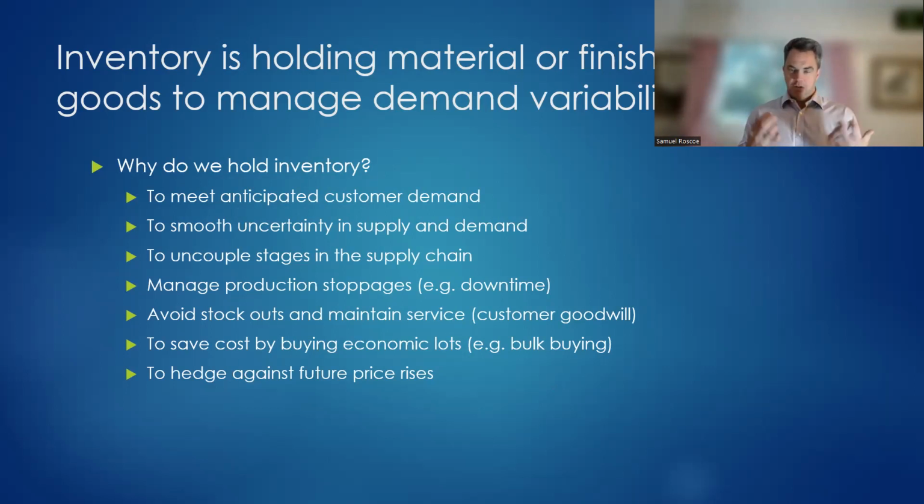Another reason why we hold inventory is to decouple or uncouple parts of the supply chain, and I'll explain that in a few minutes. We also want to make sure we have inventory on hand if there's a production stoppage. We want to avoid any sort of stock outs and to maintain our service levels. And we might want to buy excess inventory because we get bulk discounts when we do that. The other thing that we might want to do, and I talked again about this in my other video, is hedge against future price rises.